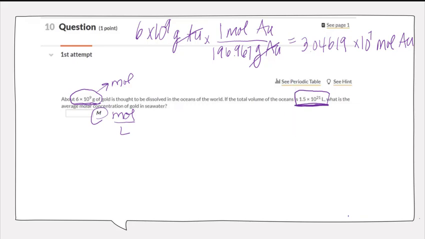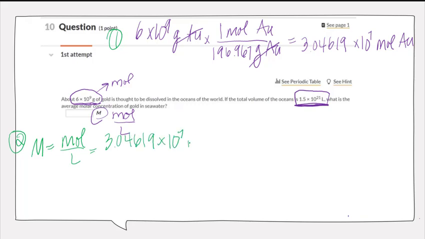Okay, so we've got step 1 done. Step 2, let's calculate our concentration. We know that molarity is moles divided by liters. So we're going to type in our 3.04619 times 10 to the 7th moles of gold divided by my 1.5 times 10 to the 21 liters.